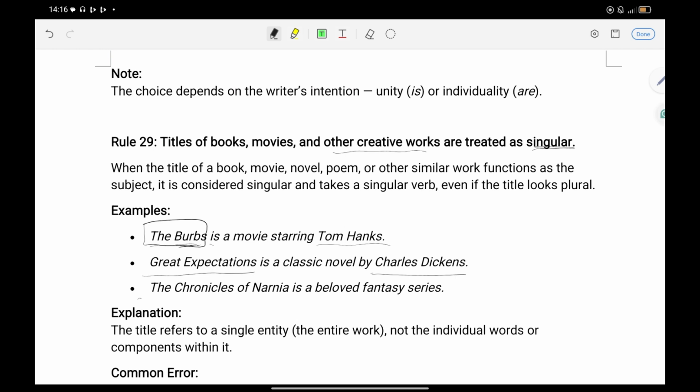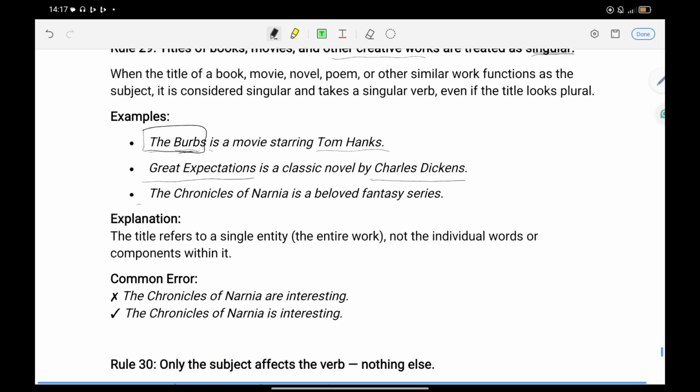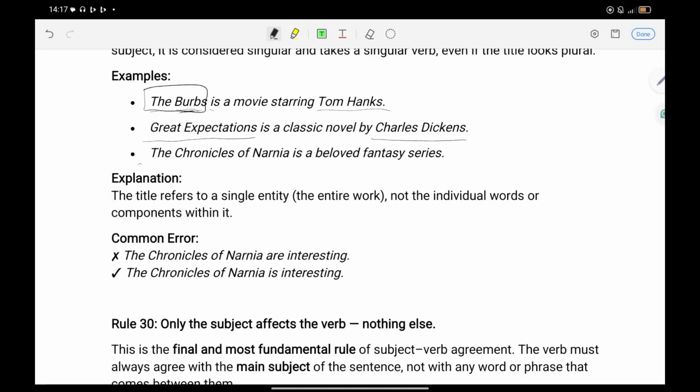The reason it is singular is because that title is referring to one thing, isn't it? So it cannot be plural. So you don't want to say "the Chronicles of Narnia are interesting." The Chronicles of Narnia is interesting.